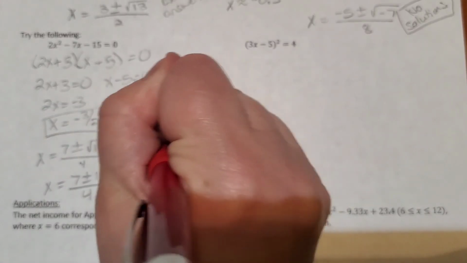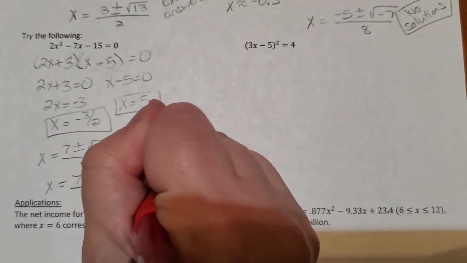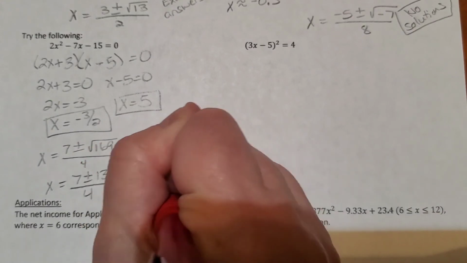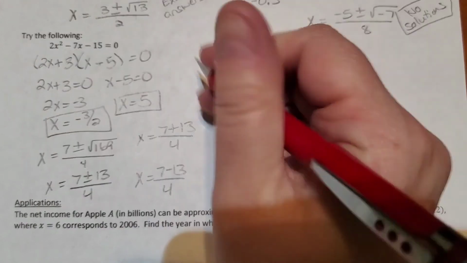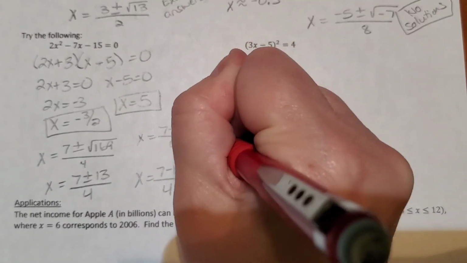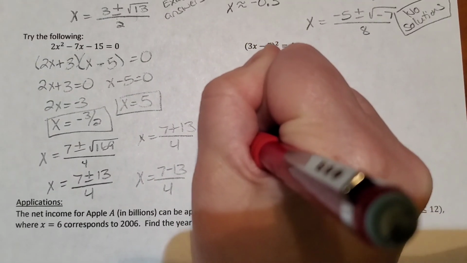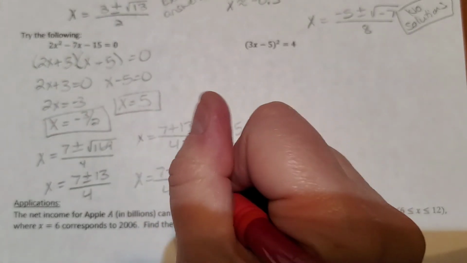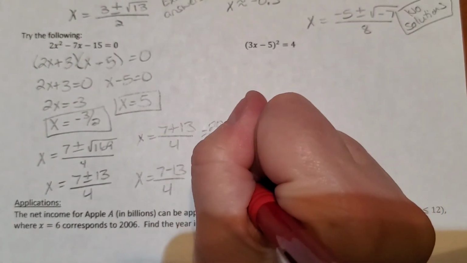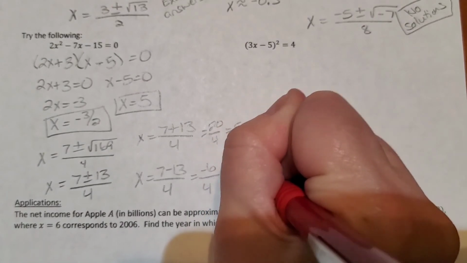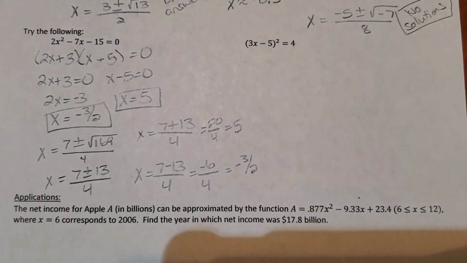So we've got 7 plus 13 over 4, and we've got 7 minus 13 over 4. Notice simplifying, 7 plus 13 is 20. 20 over 4 gives us 5. Here, 7 minus 13 is negative 6. Negative 6 over 4 reduces to negative 3/2. So you get the same answers from doing the quadratic formula that we got from factoring.